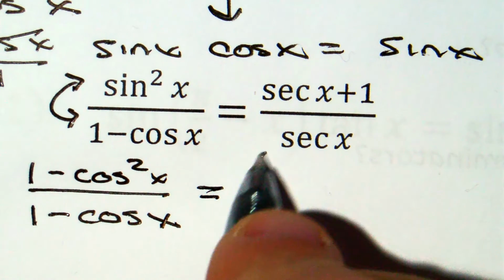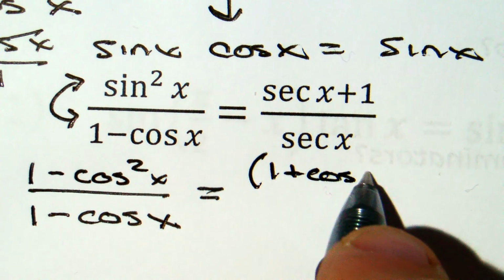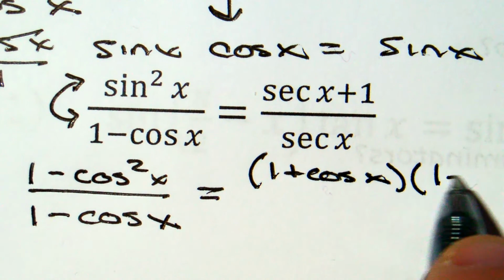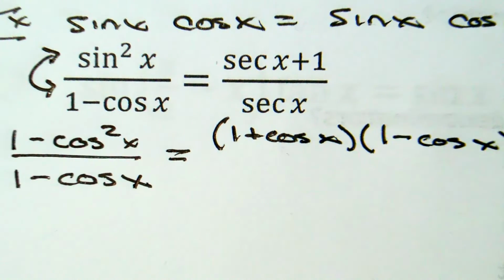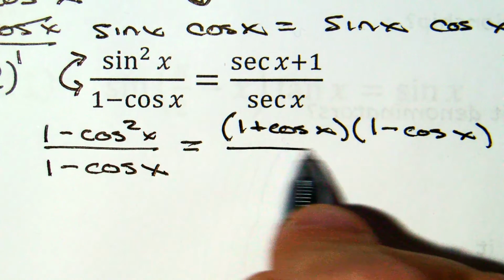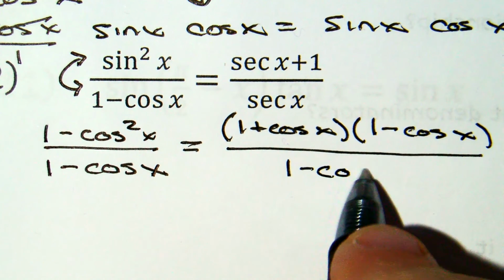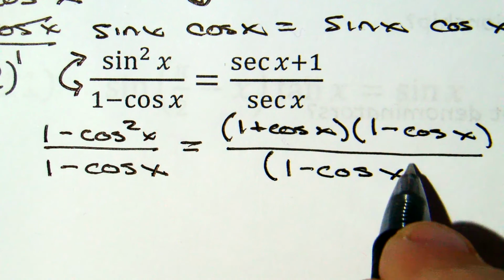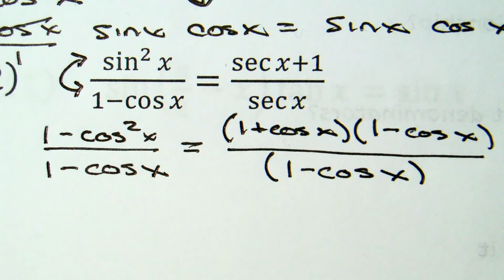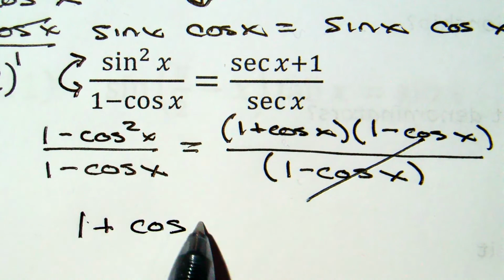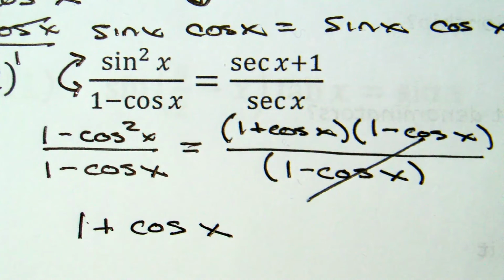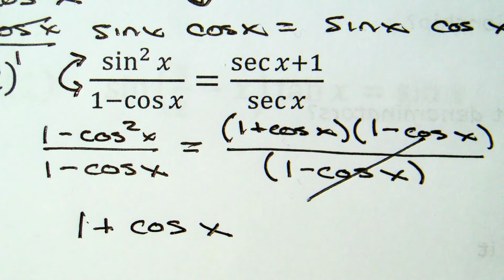That's the only time you do this. Then you're going to rewrite the numerator as a factored form. It's a difference of 2 squares. We'll talk about that in a bit before we walk out today. So 1 minus cosine squared becomes 1 plus cosine times 1 minus cosine, all over 1 minus cosine. What do the 1 minus cosine x's do to each other? Cancel out. Leaving you with 1 plus cosine x. That seems to be pretty simplified, so I'm going to leave that alone.